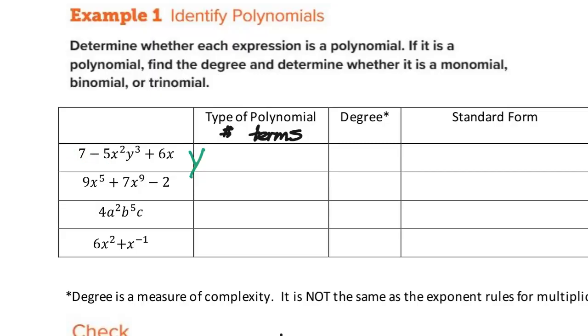How many terms is that? How many terms do I have there? You have 3. You have 7, negative 5x squared y cubed, plus 6x. So that is a trinomial. Trinomial.